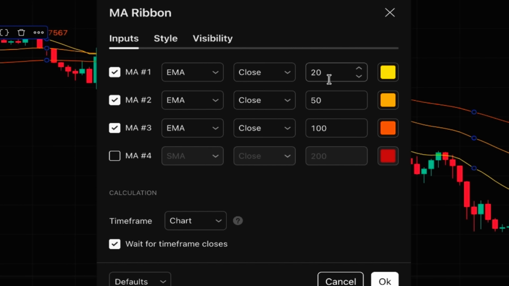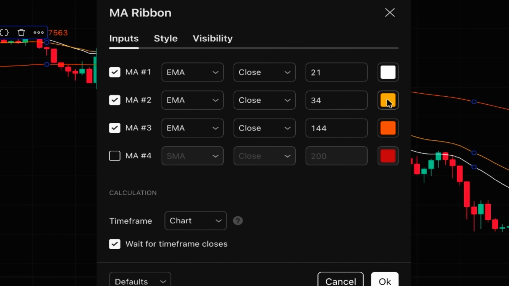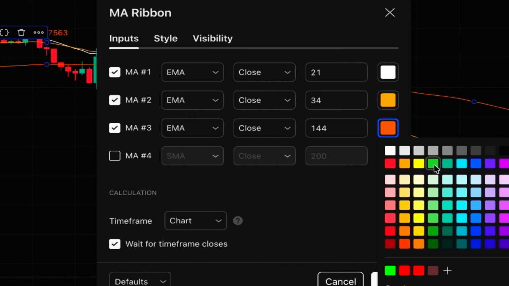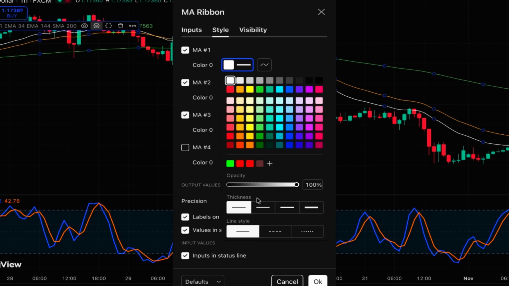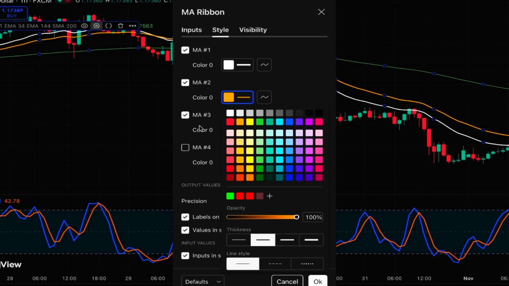Then here for the first EMA, we set the length at 21. For the second EMA, we set the length at 34. And for the third EMA, we set the length at 144. Then for the first EMA, we set the color to white. For the second EMA, the color orange. And for the third EMA, we set the color to green. And finally, we go to the style tab and we increase the thickness of the lines so they will be better visible on our price charts.